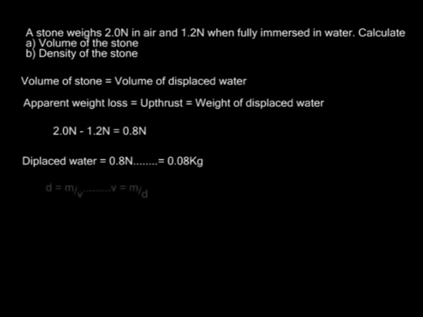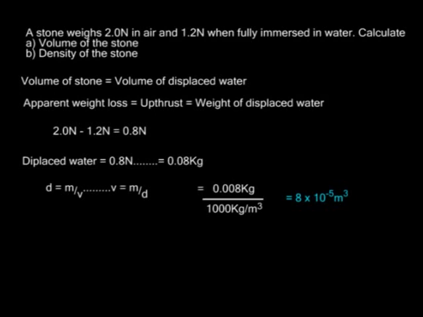Density is equal to mass over volume, and therefore volume is equal to mass over density. That gives us 0.08 kilograms divided by 1,000 kilograms per meter cubed, which gives us 8 times 10 to the power negative 5 cubic meters. This is equal to the volume of the stone.